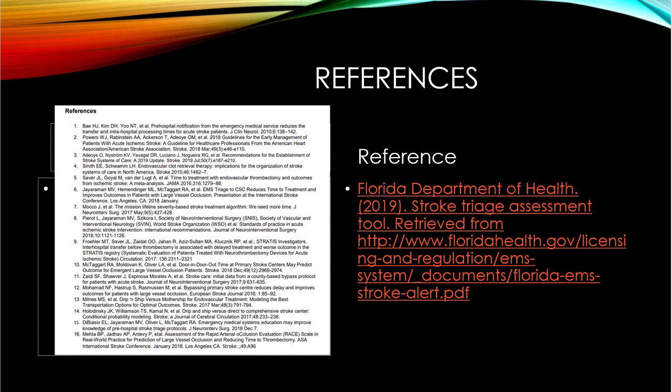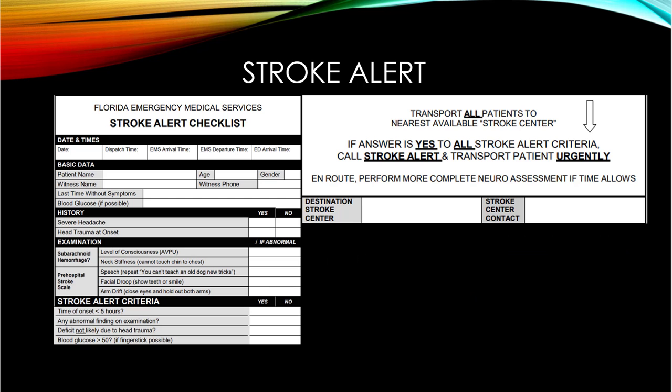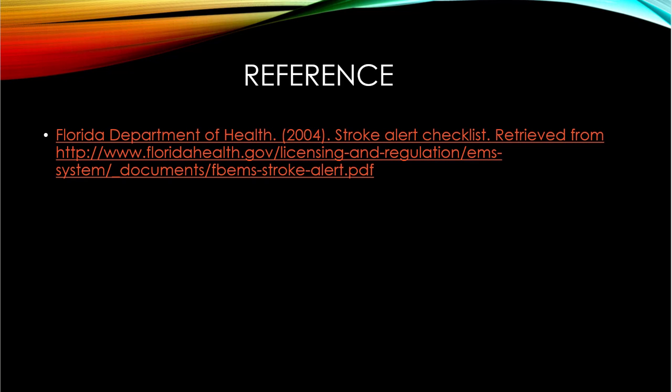The previous stroke alert assessment tool looks like this. So this is the stroke alert checklist created way back in 2004, and as you can see, there are a bit of changes when you look at the newest one, which added the possibility or suspicion of any subarachnoid hemorrhage or intracerebral hemorrhage. Okay, and this is way back in 2004.